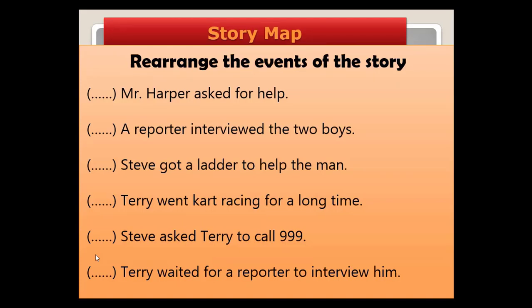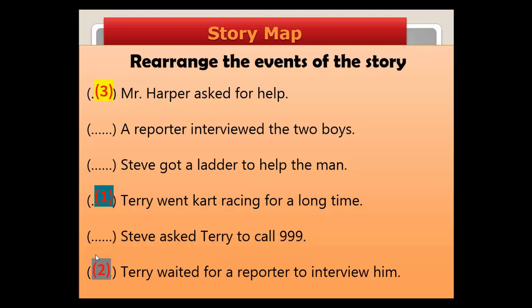Now, my students, you have to rearrange the events of the story. Now you have to read the story and try to rearrange the events of the story. This is the story map. Number 1, which event happened first? Of course, Terry went kart racing for a long time. Number 2, Terry waited for a reporter to interview him.